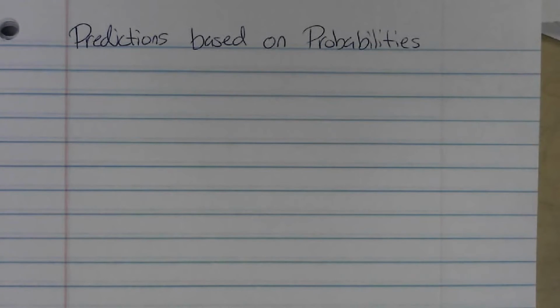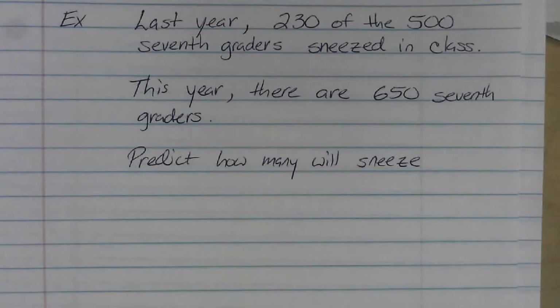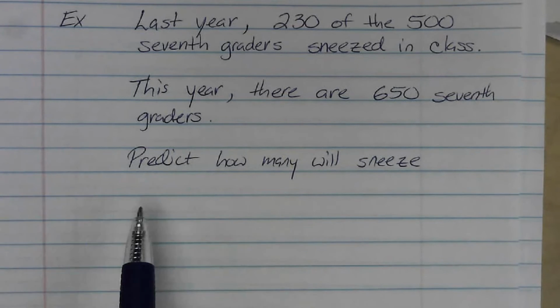Now, let's talk about predictions based on probabilities. We can use a theoretical and or an experimental probability to make a prediction about populations, and we do this with cross products. I'll show you an example of what I mean. So, let's say last year 230 of the 500 7th graders sneezed in class. This year there are 650 7th graders. Predict how many will sneeze.